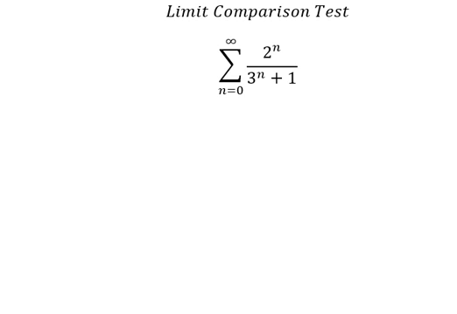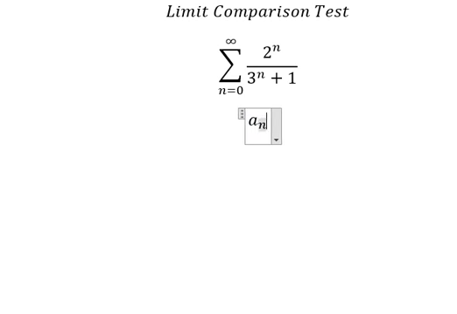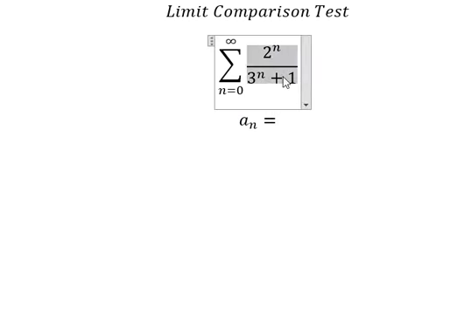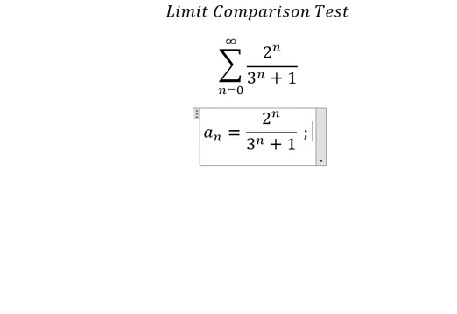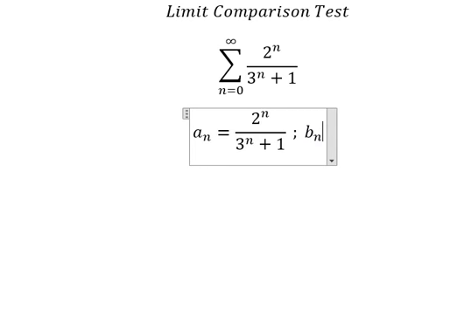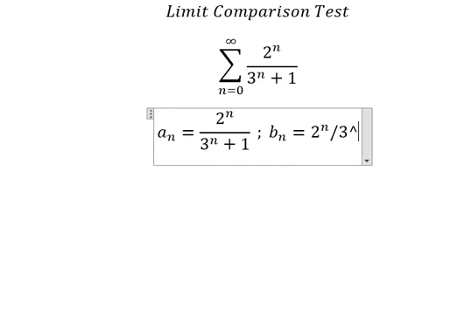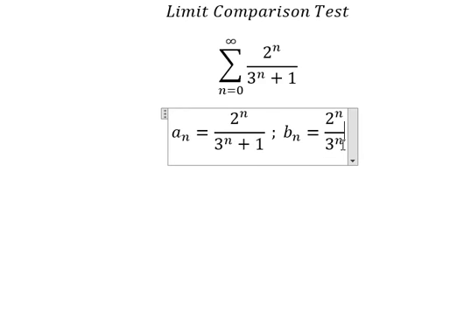So I will put an, that's equal to this one. Next, I will put bn, that's 2 to the power of n over 3 to the power of n. And we know that this one in here is smaller than this one in here. Now we can use the limit comparison test.